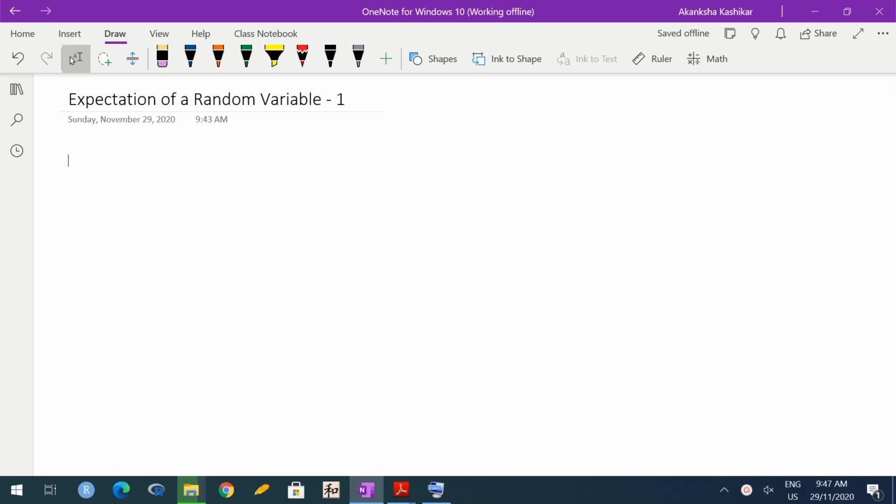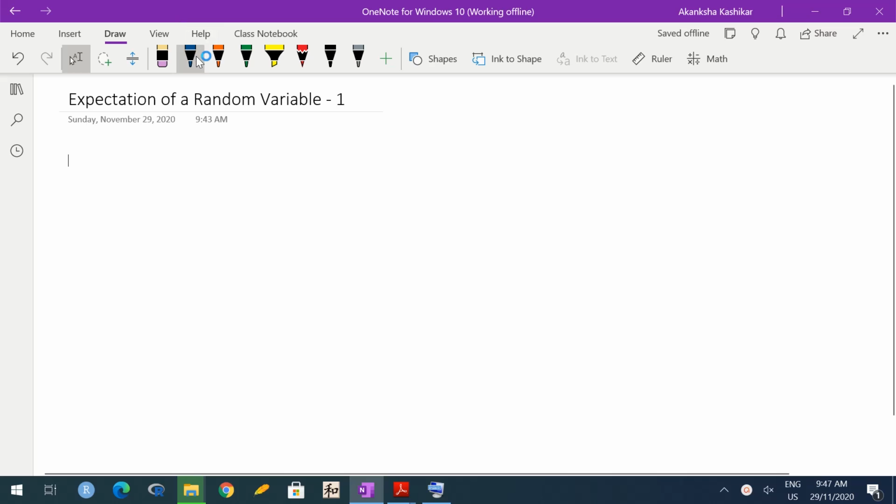Hello everyone. Today we will discuss how to define expectation of a random variable in different cases. Of course, you have studied expectation when you were studying probability distributions, but today we will go with the measure theoretic approach. So, integral with respect to the probability measure. That's how we are going to define expectation.